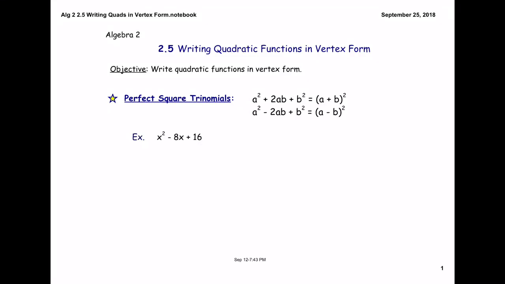2.5 Writing quadratic functions in vertex form. Today we are going to write quadratics in vertex form from standard form.